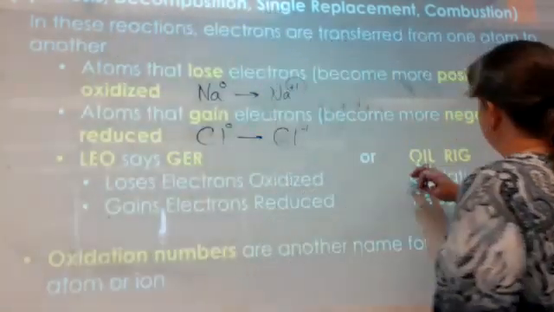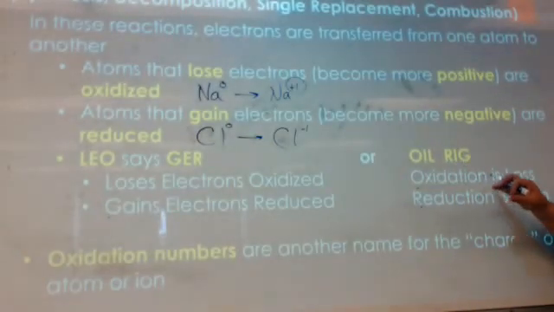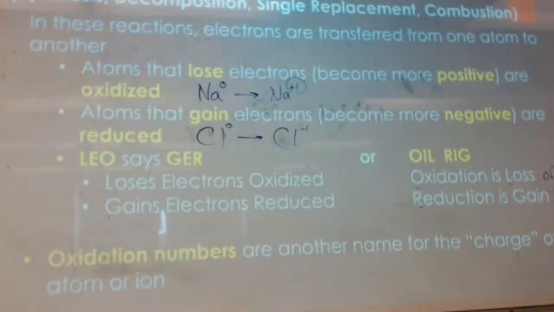The other saying is oil rig. Oxidation is loss of electrons, and reduction is gain of electrons. If you understand the idea that an electron is negative and gaining an electron makes you more negative, losing an electron makes you more positive, this is your best method to remember it, okay?